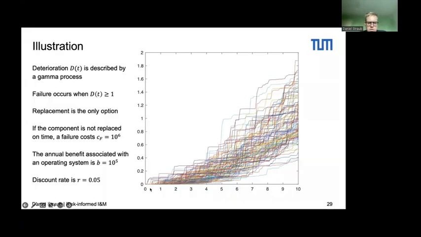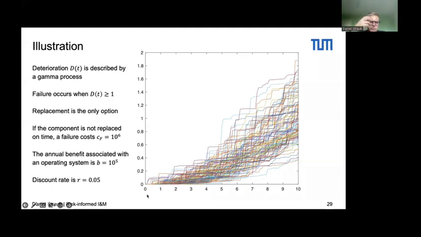So this is just a toy example. We use a gamma process to describe the deterioration. Failure occurs when this process reaches one. We can only replace, that's the only maintenance strategy that we have. And then there are some costs, an assumed discount rate, and so on.